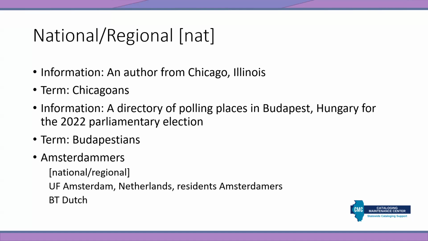And then our final example is Amsterdamers. And we have national regional in brackets telling us that that's the category. And this is used for Amsterdam, Netherlands, and then residents, Amsterdammers, and the broader term is Dutch.